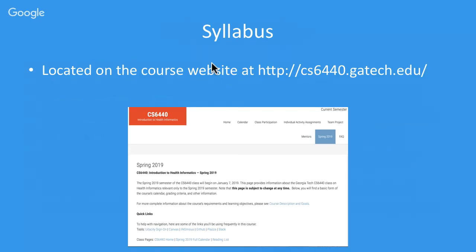Is this cs6440.godtech.edu. This has all the information. This has the syllabus. This has the schedule. This has what's due when. It has all the pieces. And I'll walk through these things, but this is the home.